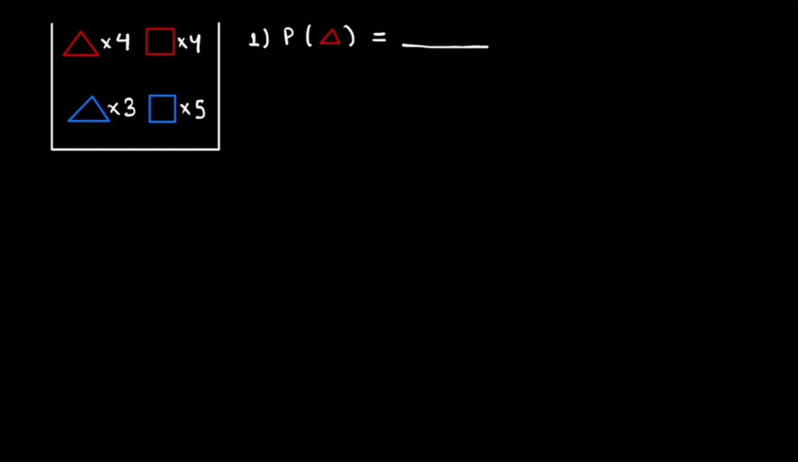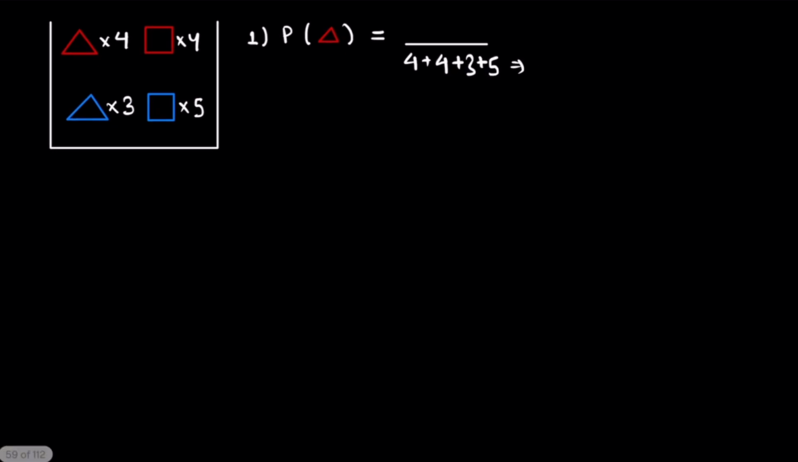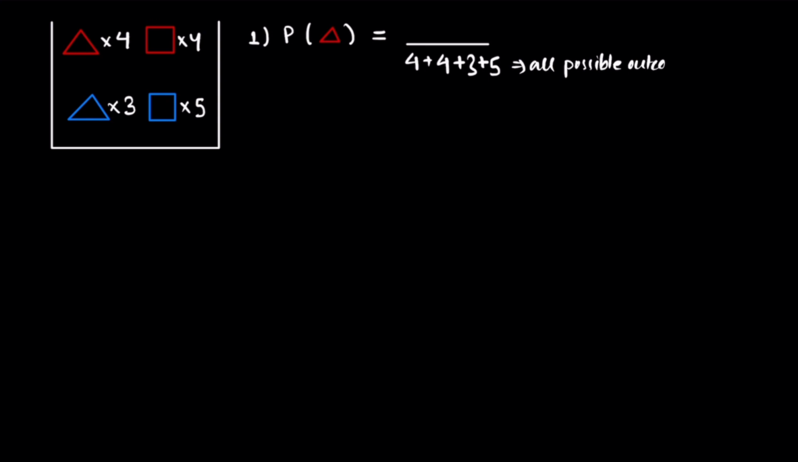So what is the total number of possible outcomes in this particular example? This right here, this right here, this right here, and this right here. Add all of them together. 4 plus 4 plus 3 plus 5. So these are all possible outcomes.